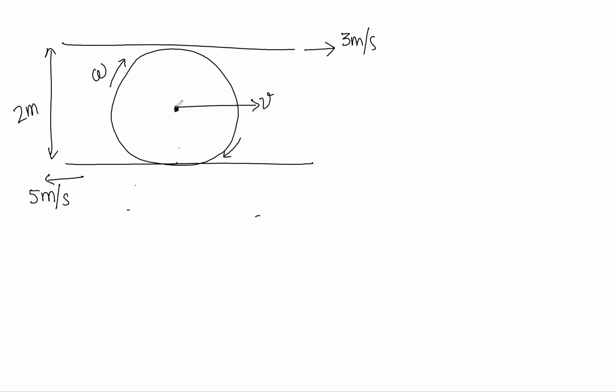So the new thing in today's problem is to find the instantaneous axis of rotation. So let's start solving. As usual, you first find the values of v and omega, and then you find the instantaneous axis. It could be anywhere, so I'll just assume that the instantaneous axis is slightly towards the top.